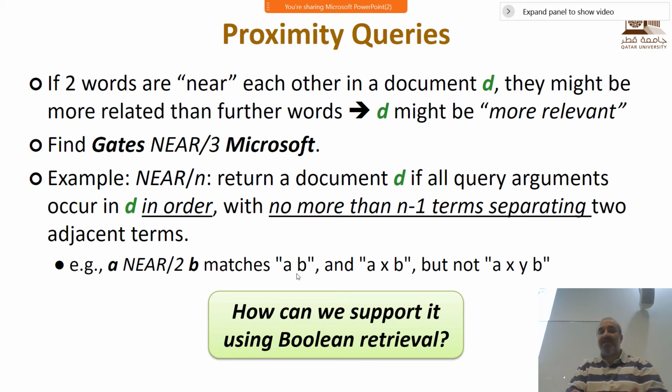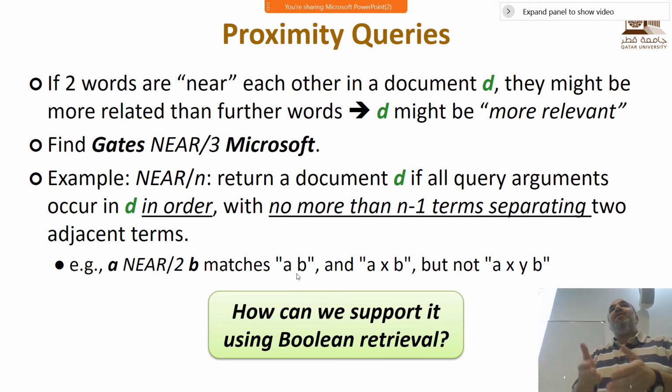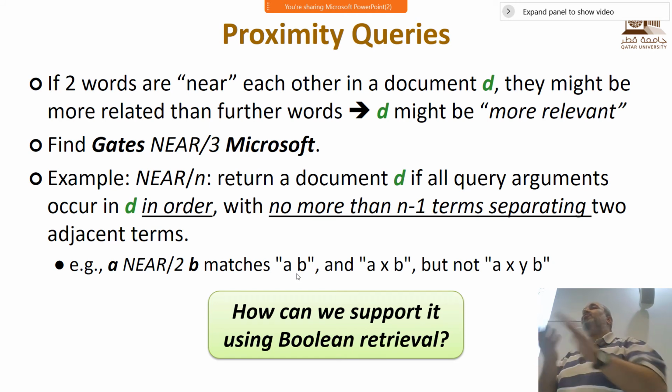And how can I know that A and B appeared in the document not farther than 3 or 2? With what we had so far in the index, we're not able to do that, because in the index now we keep it as a bag of words. We don't keep the order. We don't know anything about the relative order of words. So the positions are needed here.